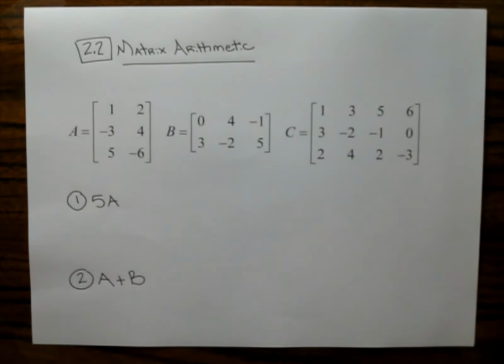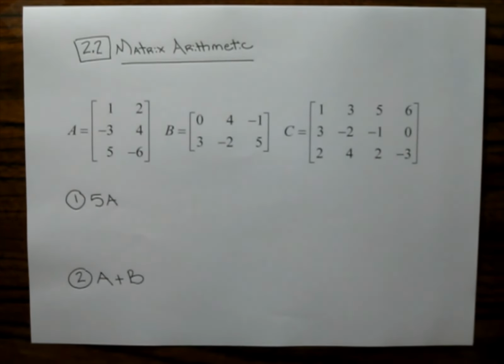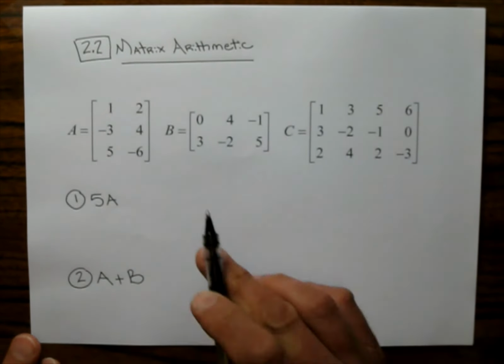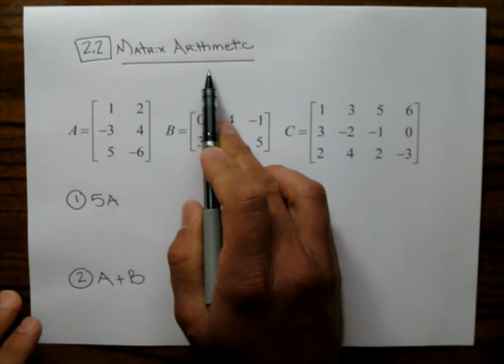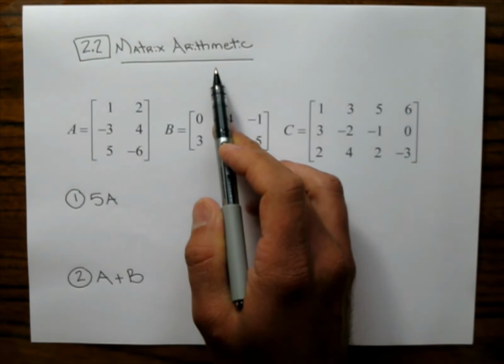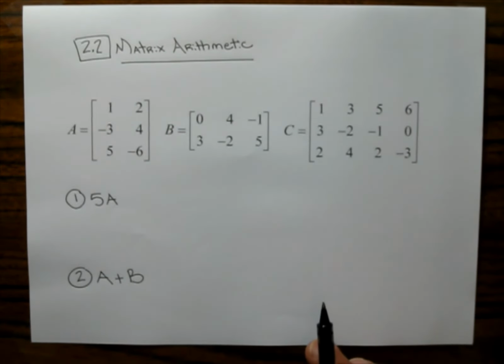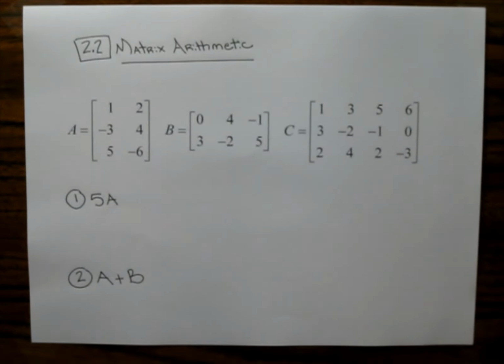I'm Joe Vasta, and we will be covering section 2.2, which is called Matrix Arithmetic. Your book calls it Matrix Algebra, but we're really doing arithmetic. Arithmetic being adding, subtracting, multiplying, stuff like that. So what we want to do is take matrices and do arithmetic on them.